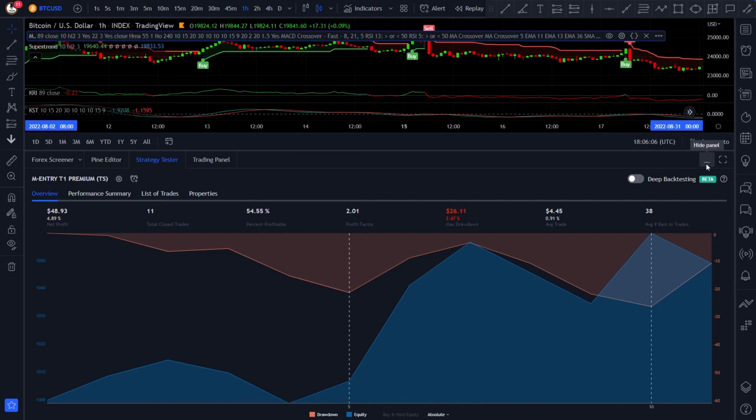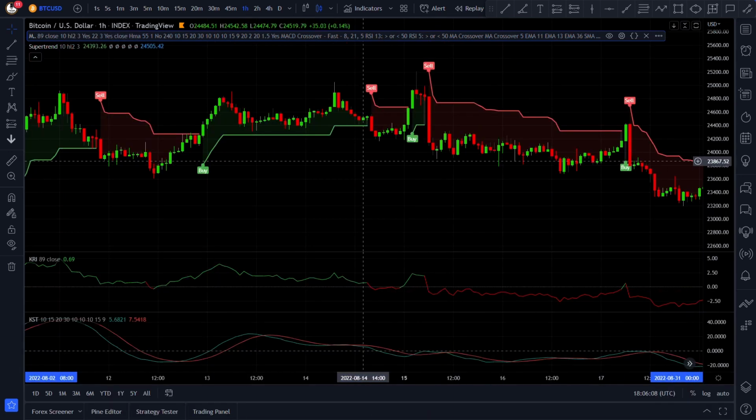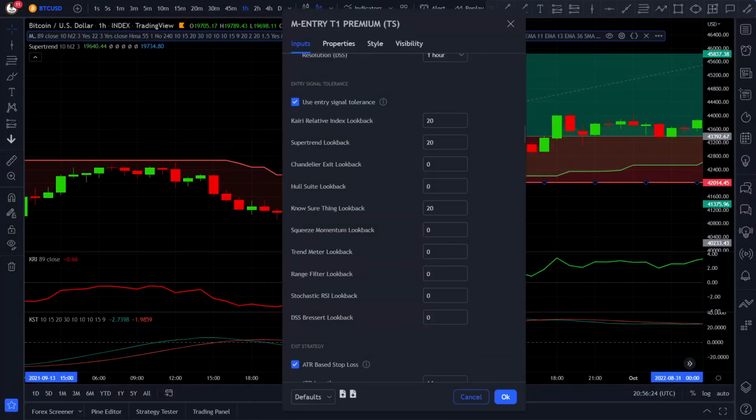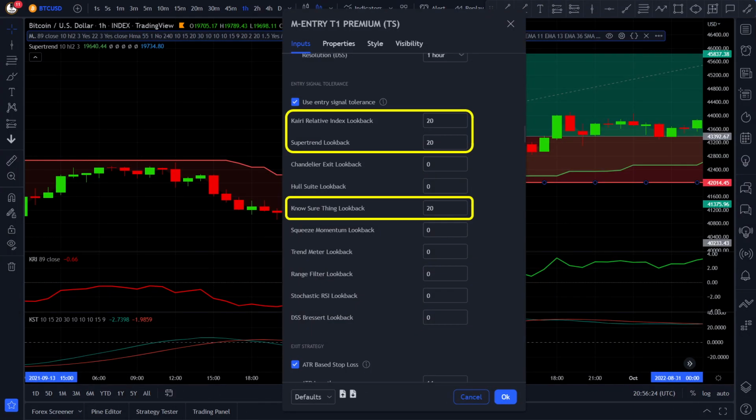To solve this problem, we can use entry signal candle tolerances. For example, if we use a 3 candle tolerance, it means if the first buy signal appears, but the others have not been printed yet, we can still enter into a position if within the next 3 candles, the other 2 entry signal indicators also print a buy signal. As I was optimizing this strategy, I found that the 20 candle tolerance works the best. So that's what we are going to use.